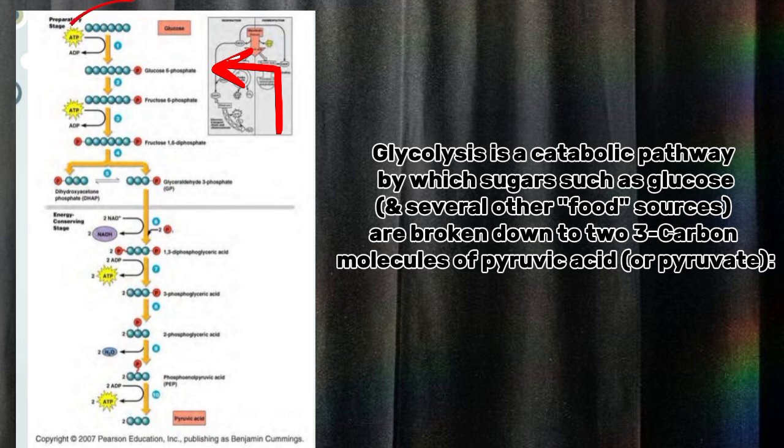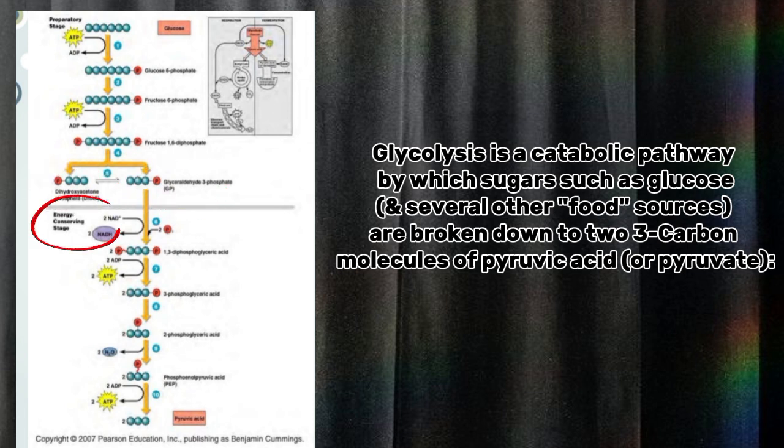Then this glucose 6-phosphate isomerizes into fructose 6-phosphate. Then another ATP molecule is used, so this fructose 6-phosphate forms fructose 1,6-bisphosphate. Then this fructose 1,6-bisphosphate splits into dihydroxyacetone phosphate and glyceraldehyde 3-phosphate.